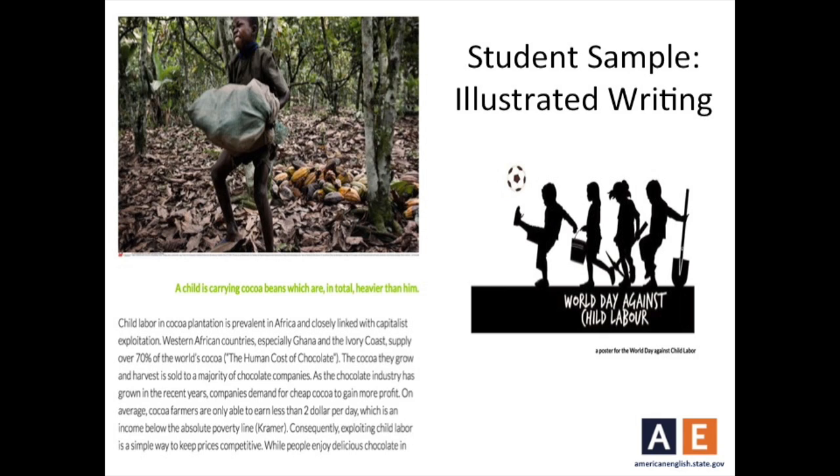Here's an example from one of my students who wrote about the problem of child labor. You see here that this student used an image of a child carrying cocoa beans as a way to illustrate her point. In addition, she used an image of a poster for the World Day Against Child Labor to make her readers aware of the issue.